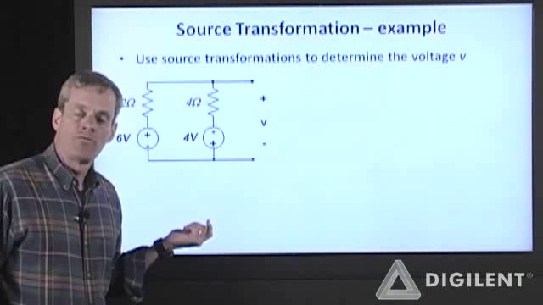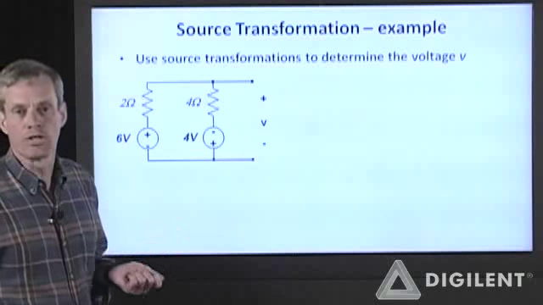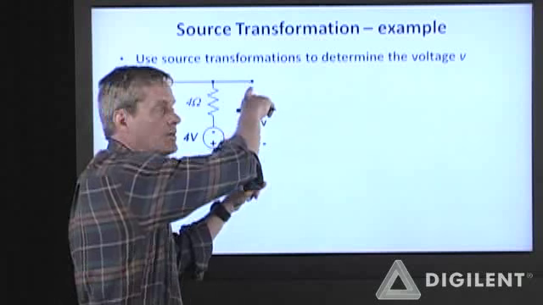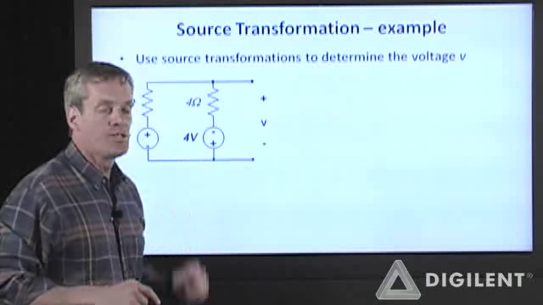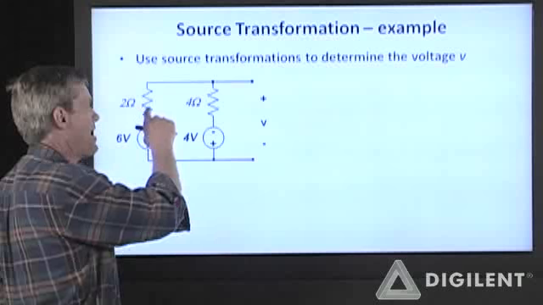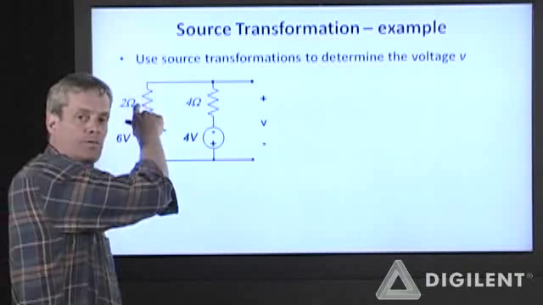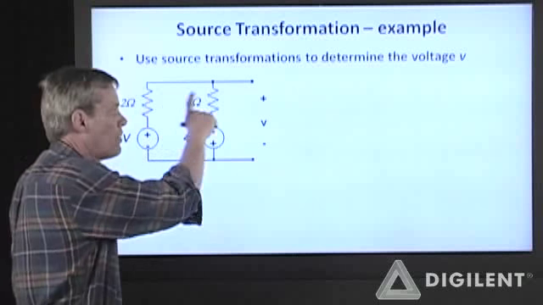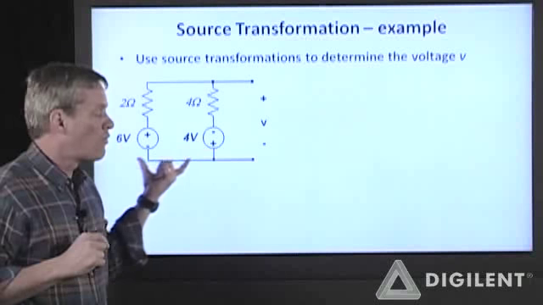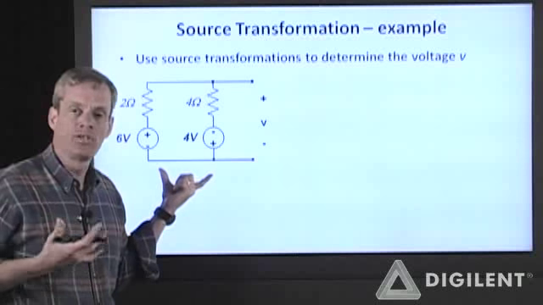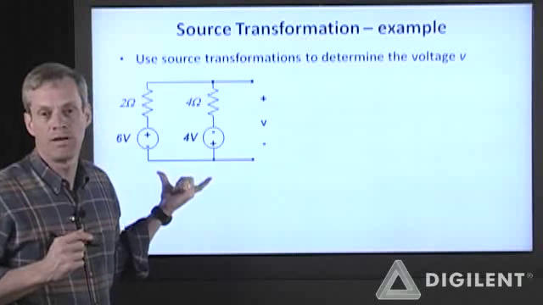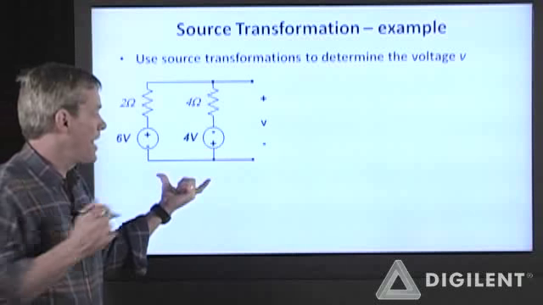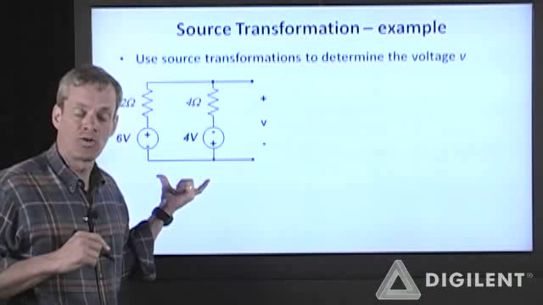Let's use our source transformation techniques now to analyze a simple circuit. We want to find the voltage difference across these terminals, V, but we want to do it using source transformations. I have a voltage source in series with a resistance. I have another voltage source in series with a resistance. Those two are in parallel with one another. Right off the bat, I can't do anything directly with those. I don't know much about voltage sources in parallel. However, I do know that current sources in parallel add directly.